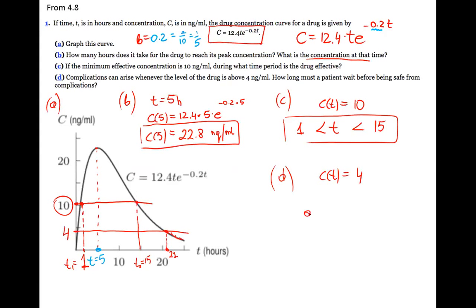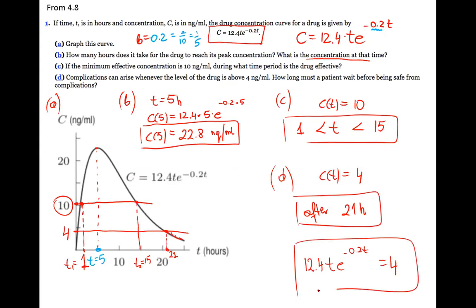That means after 21 hours, yes, it is safe to take maybe another dose. After 21 hours, the patient will be safe from the complication. The answer is 21. But you can see, again, I'm not solving. What I'm saying, the function C is 12.4 times t e to the negative 0.2 t equals 4. That's what we have to solve.